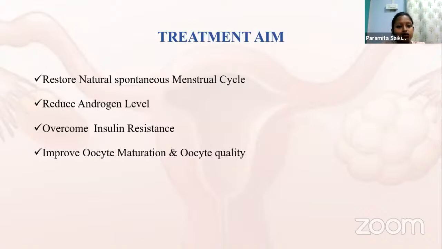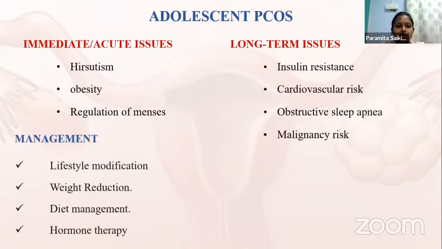aims mainly to restore the natural spontaneous menstrual cycle, reduce androgen level, overcome insulin resistance, and improve oocyte maturation and oocyte quality. In adolescent PCOS, the acute issues are hirsutism, obesity, and regulation of menses. The long-term issues include insulin resistance, cardiovascular risk, obstructive sleep apnea, and malignancy risk. So the management mainly includes lifestyle modification, weight reduction, diet management, and hormone therapy.